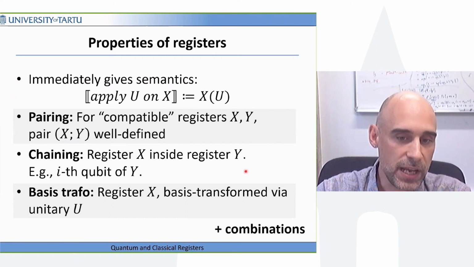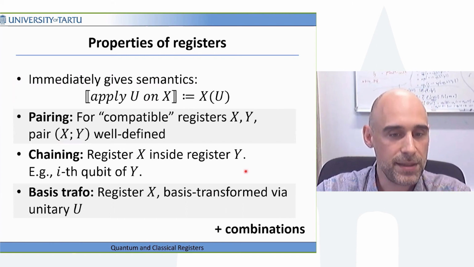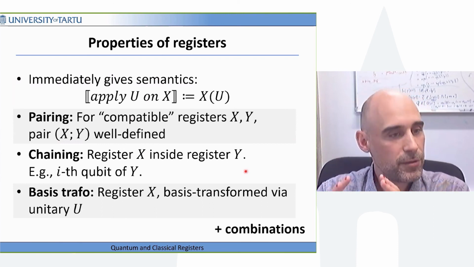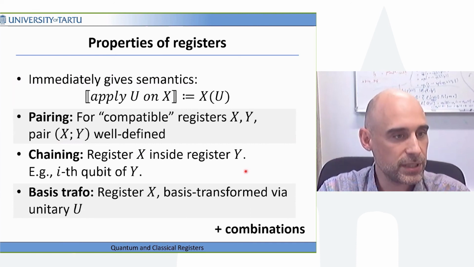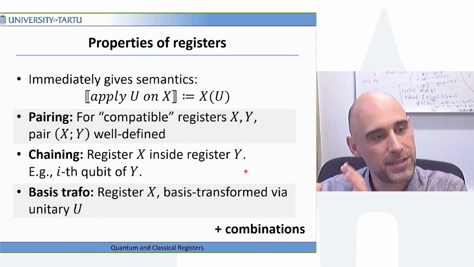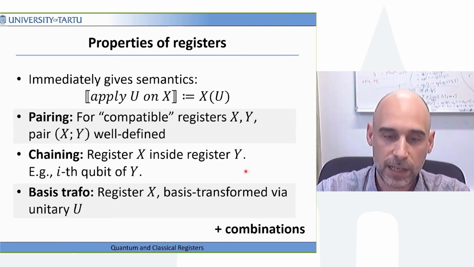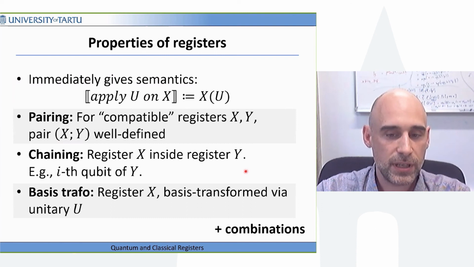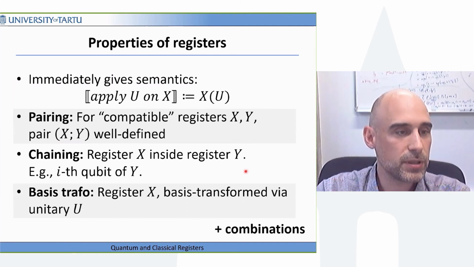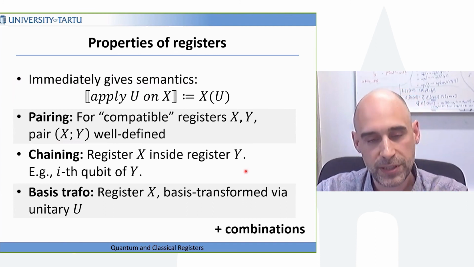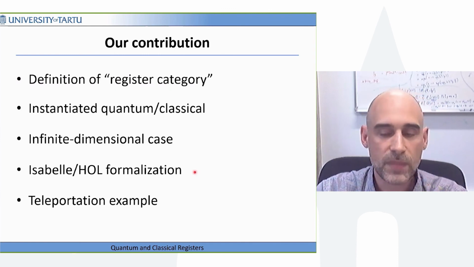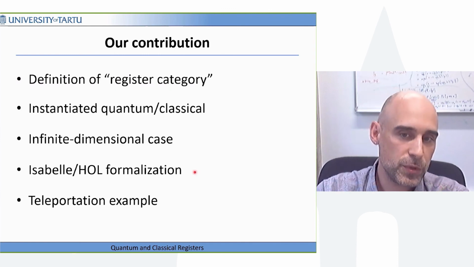I can do what I call chaining. So I can have a register inside another register. For example, if I have a register Y, then I can define another register that corresponds to the ith qubit inside a memory that is actually just the state of Y, and I plug them together and I get a register that describes the ith qubit of Y. And I can do basis transformation, so the register X transformed by a unitary is also a register. And we can combine all these things to express things that would be very difficult with any of the existing approaches. So what is our overall contribution?